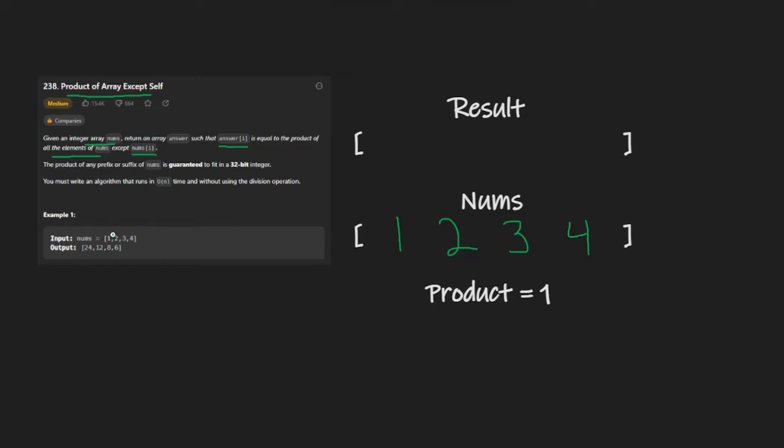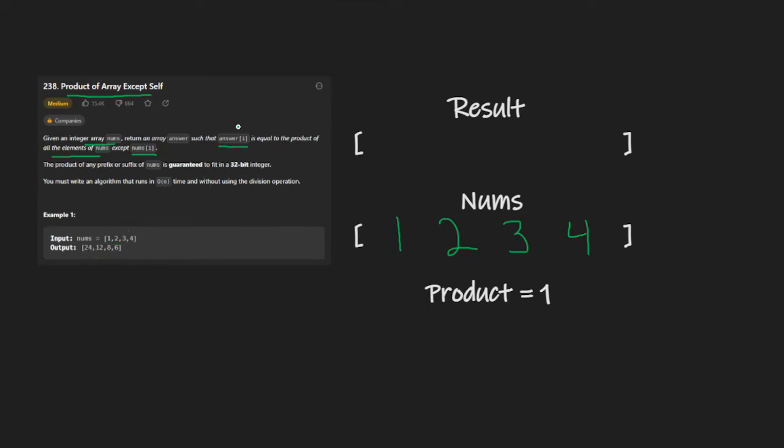So basically the result at the first index is going to equal the product of everything except itself, right? So 2 times 3 is 6, times 4 is 24. The second index will be 3 times 4 times 1. 3 times 4 is 12, times 1 is 12. So that's where you get 12 from.